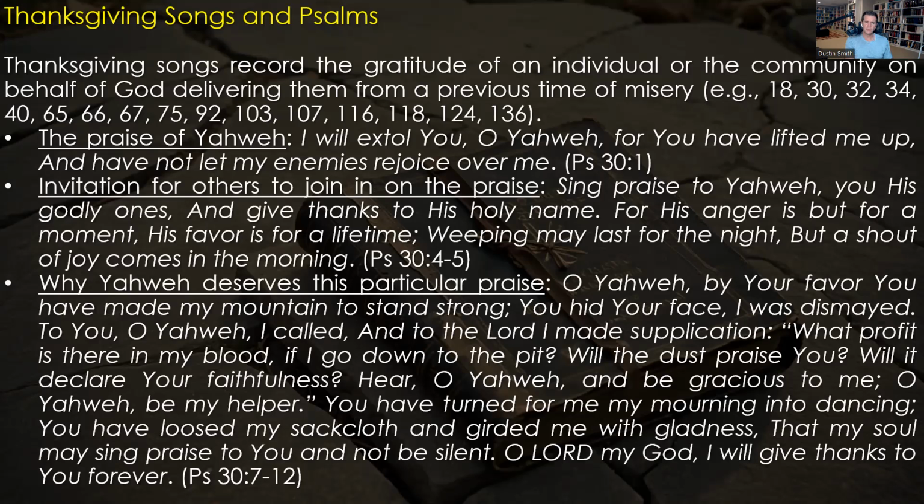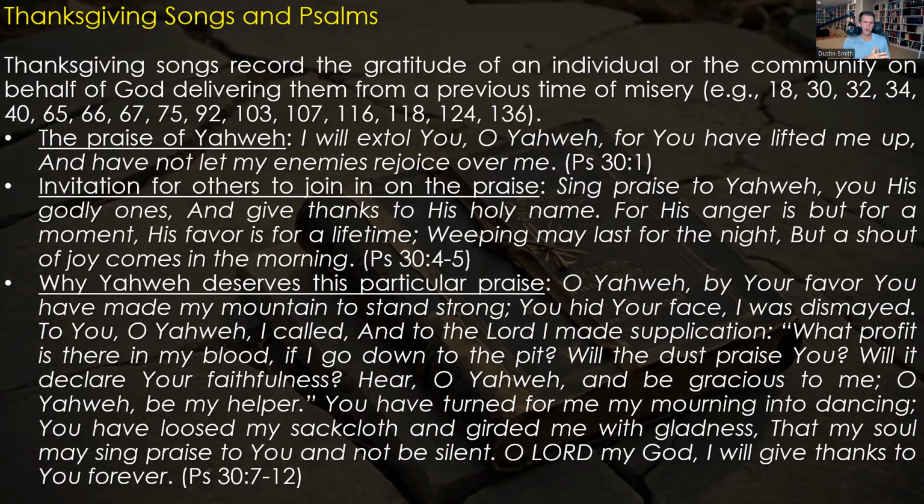Okay. Now, we actually get the reason as to why Yahweh deserves this particular piece of Thanksgiving. And this is going to be the biggest section within the Thanksgiving Psalms. Okay. And so here in Psalm 30, it's in verses 7-12. Okay. So, O Yahweh, by your favor, you have made my mountain to stand strong. Okay. Look at the poetry that's there. You hid your face. I was dismayed. To you, O Yahweh, I called, and to the Lord I made supplication.